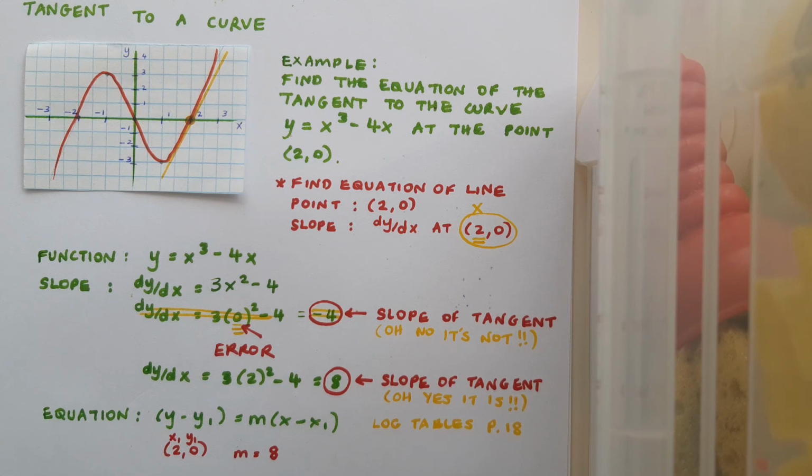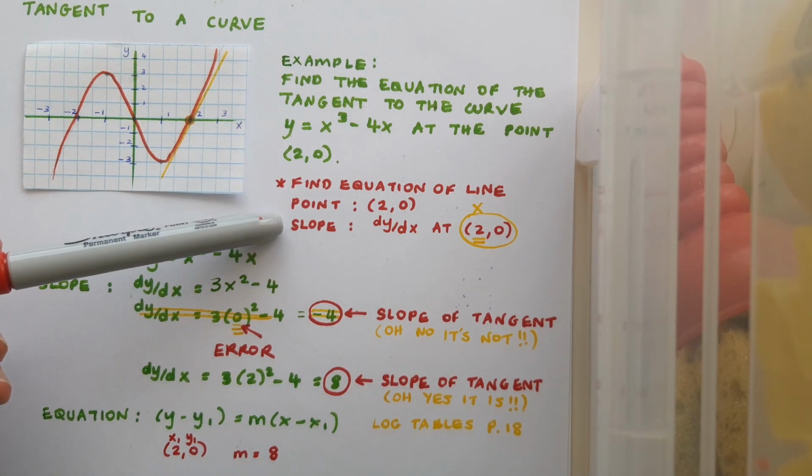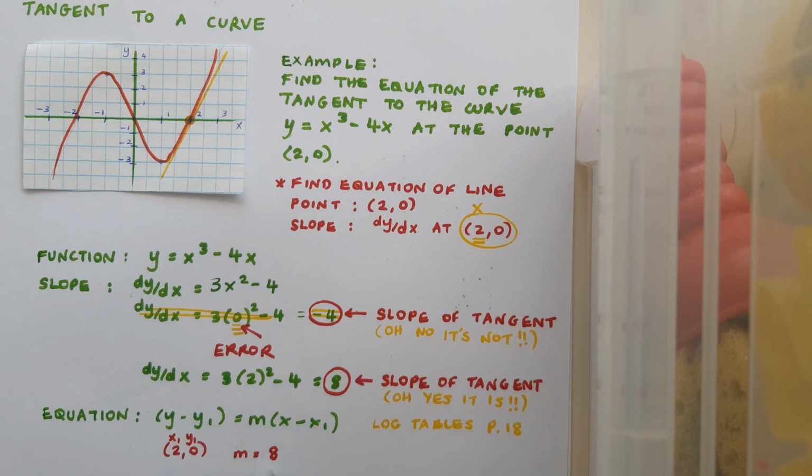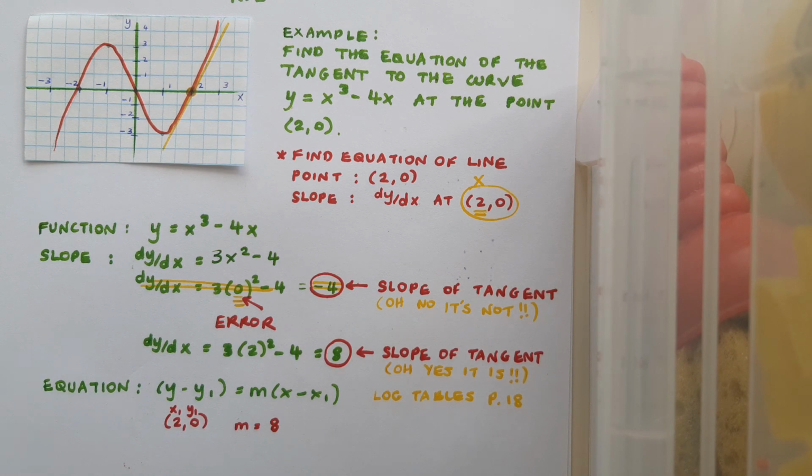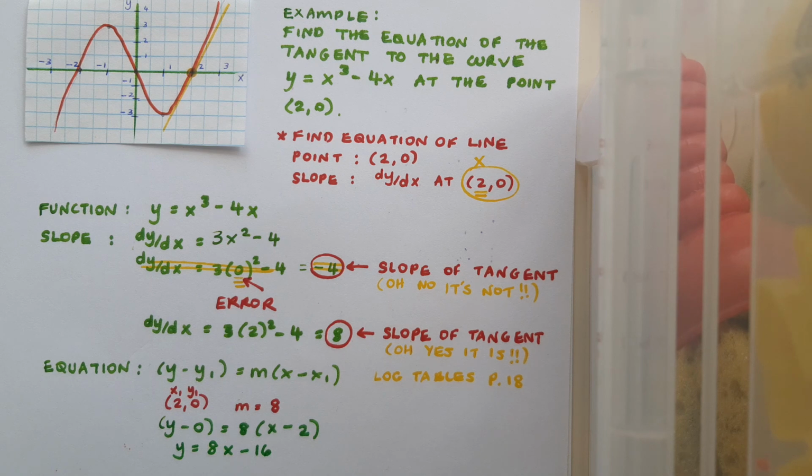Okay, so to find the equation, I need to have a point and a slope. So I'm writing those down here. M is equal to 8, that's just my result for my dy dx. My point is 2, 0, and I'm labelling it x1, y1. And now to fill those values into the equation formula. So I've filled my values in, and now I'll just tidy it up a little bit to get it as a nicer looking equation of a line. And it tidies up really nicely to give me y equals 8x minus 16. And that's the equation of the tangent to the curve at the point 2, 0.